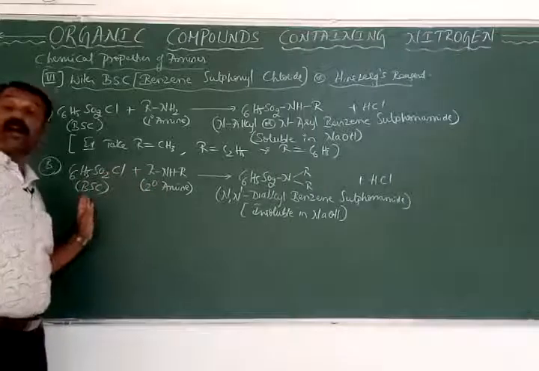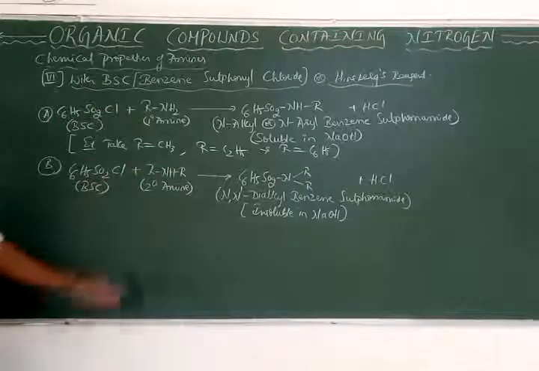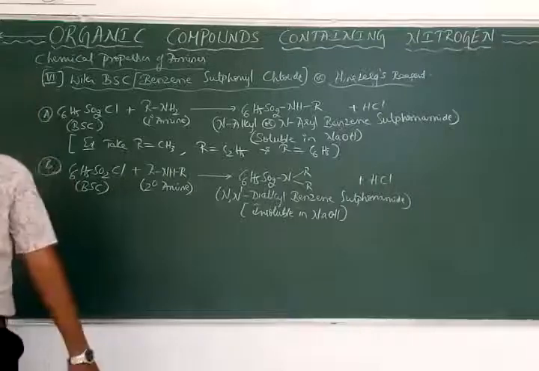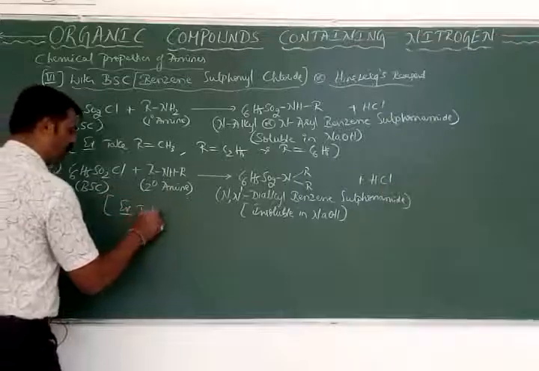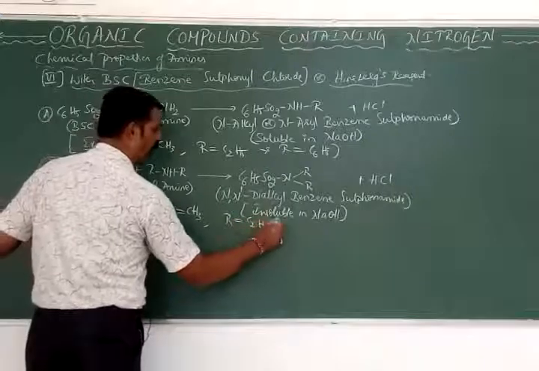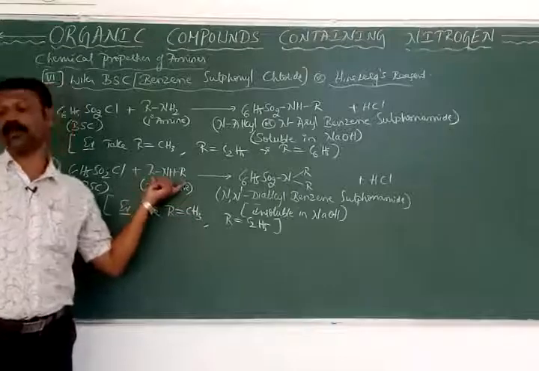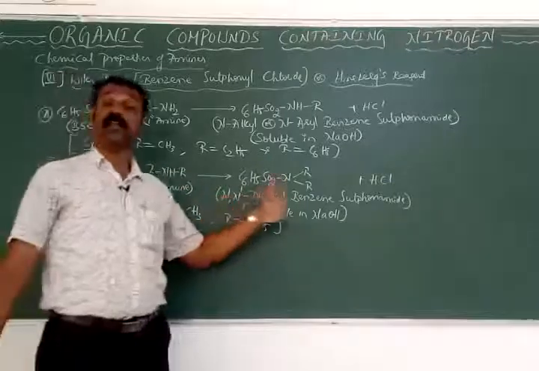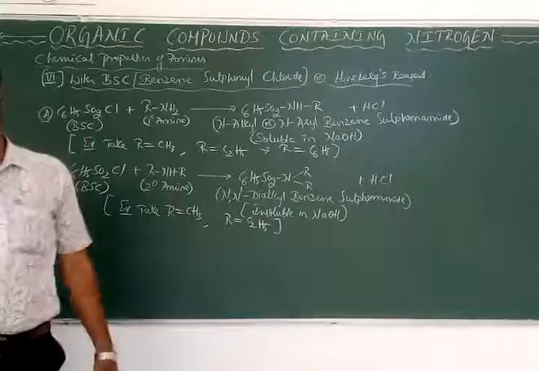Secondary amines are made to react with the Hinsberg reagent. What is Hinsberg reagent? It is called BSC, benzene sulfonyl chloride, to form N,N-dialkyl benzene sulfonamide, but that is insoluble in which one? NaOH. You have to write on your own R is equal to CH3, R is equal to C2H5 as examples. Suppose I choose R is equal to CH3, it is called dimethylamine. What's the product? N,N-dimethyl benzene sulfonamide, which is insoluble in NaOH, because of the absence of the active hydrogen.